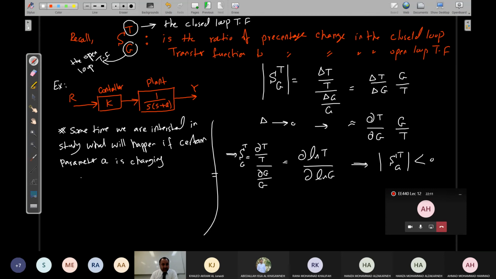Let's assume that I need to study the S_A^T, with respect to A. Now this one, according to the definition, will equal what? Delta T with respect to delta A, then I have A over T, or I can use partial T, partial A over T, or I can use partial ln T with respect to partial ln A. Yes?